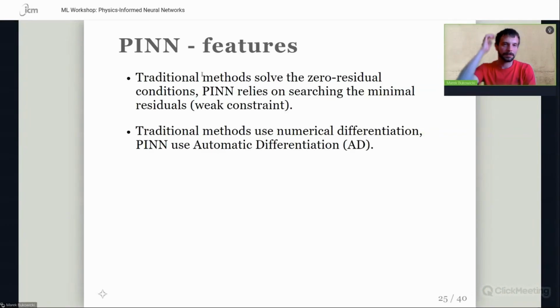So what we may also look at is that you might notice that the physical constraints are weak. We want to minimize the violation of physical constraints, but we do not have them equal to 0. So they are weak constraints. And we heavily use automatic differentiation. We don't approximate the derivatives by sampling the function and approximating, but we use the automatic differentiation procedure.